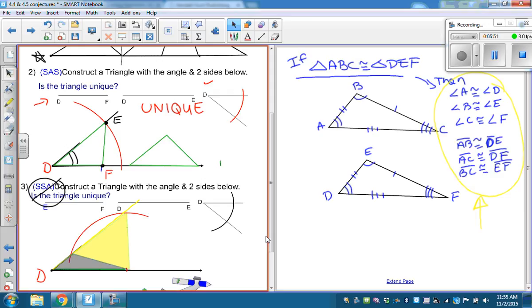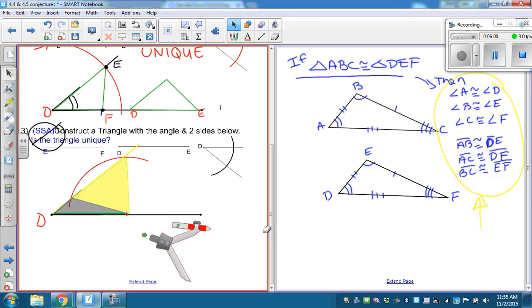If you rested it on DF, it would look like the one on the left. And if you rested it on DE, it would look like the one on the right. Anybody do anything different? One of those two? So we say that's unique. Okay, and then the third one, you should have come up with two triangles.